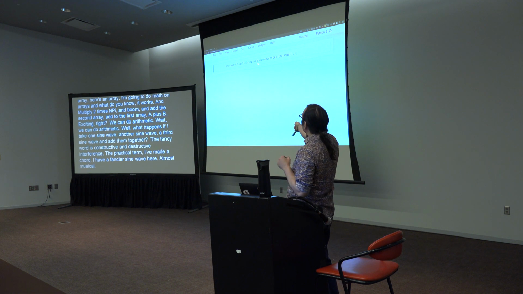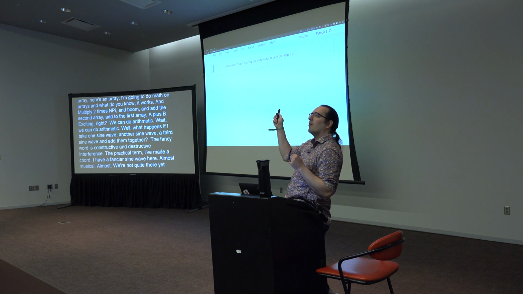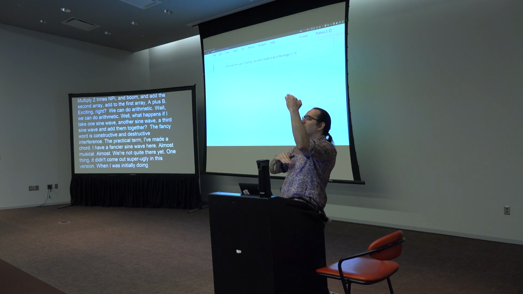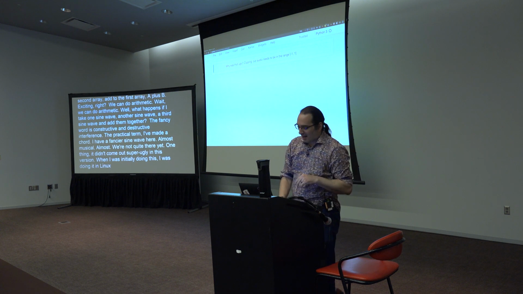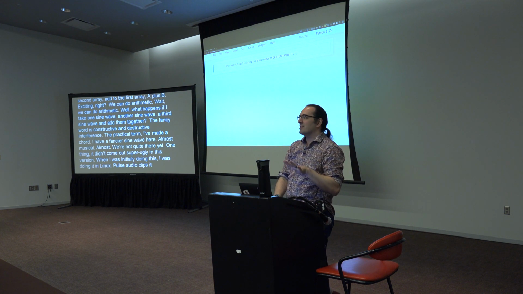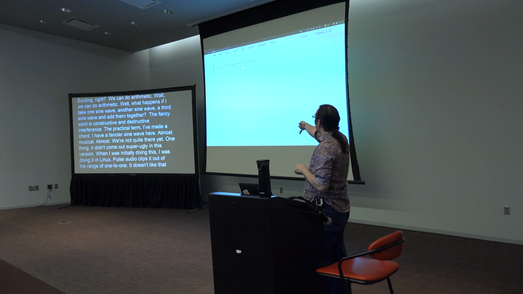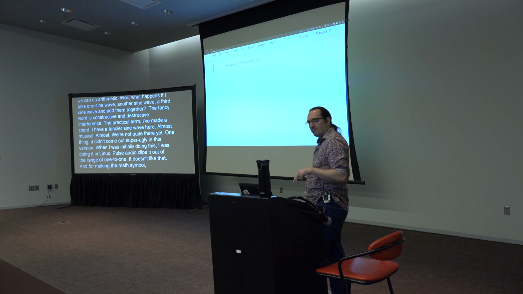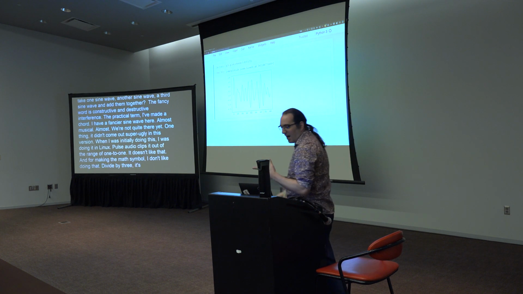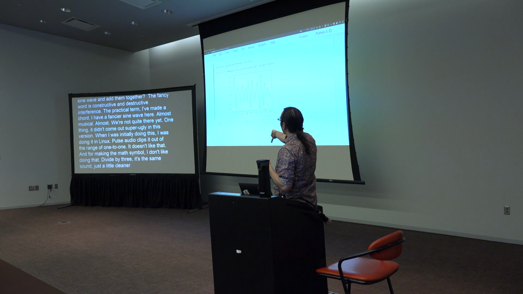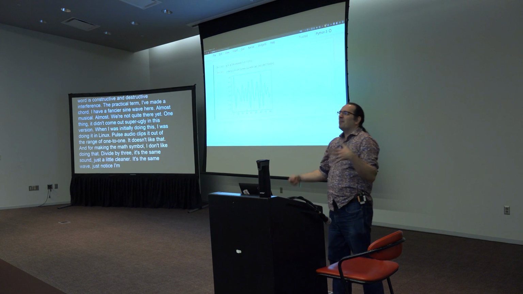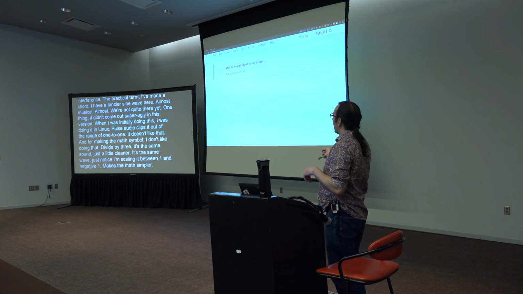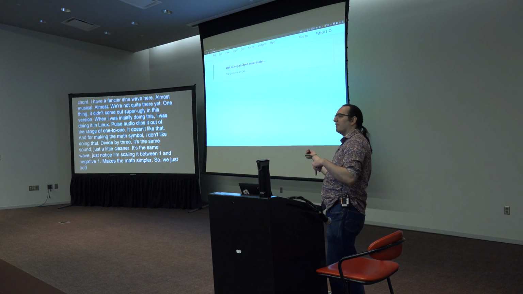Now, one thing, it didn't come out super ugly in this version. When I was initially doing this, I was doing it on Linux. PulseAudio will clip that because you've gone outside of the range of -1 to 1. It doesn't like it when you do that. And you know what? For making the math simple, I don't like it when I do that. So we're going to just divide by 3. It's the same sound, just a little cleaner. It's the same wave, just notice I'm scaling it between 1 and -1. Makes the math simpler. So we just added, we just took the sine, we did a little division there.